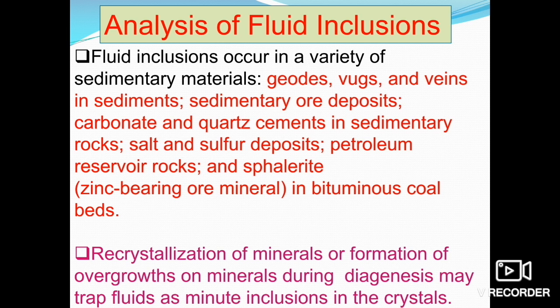Okay, and the recrystallization process of a mineral, or formation of overgrowths on a mineral due to diagenesis, may trap fluids as minute inclusions in the crystals. So during the crystallization process in the mineral, the formation of overgrowths on a mineral during the diagenetic process can trap the fluids, and they are very important in order to define the paleotemperatures.